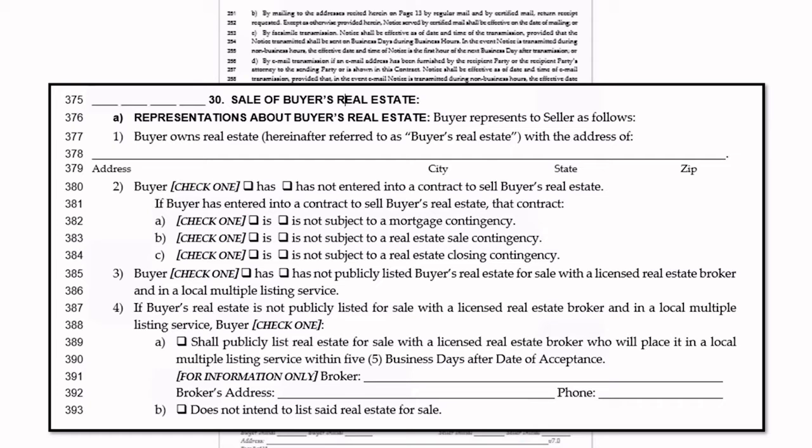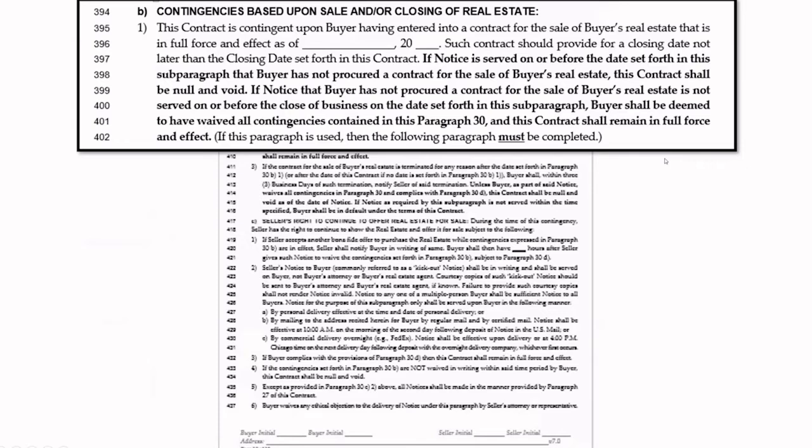Does that make sense? So this whole section here that you're looking at is all about your buyer's property and what he's doing with it, okay? Because he's saying he doesn't have to close on my seller's house unless something happens here. So what is that something? What are the contingencies?